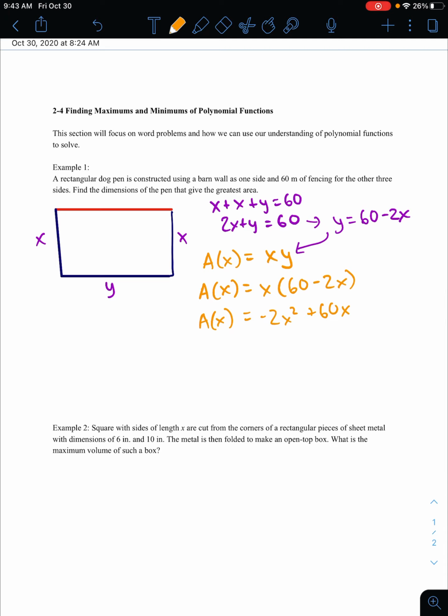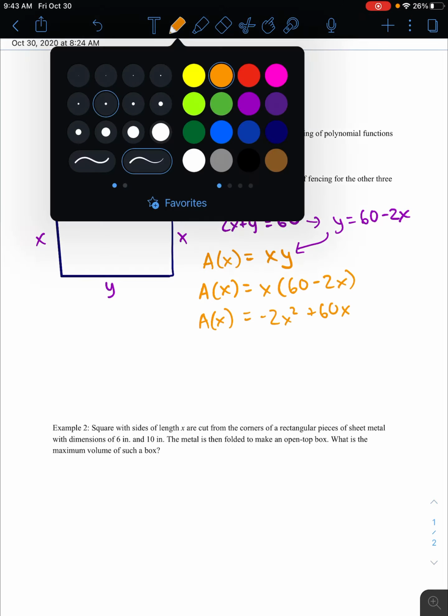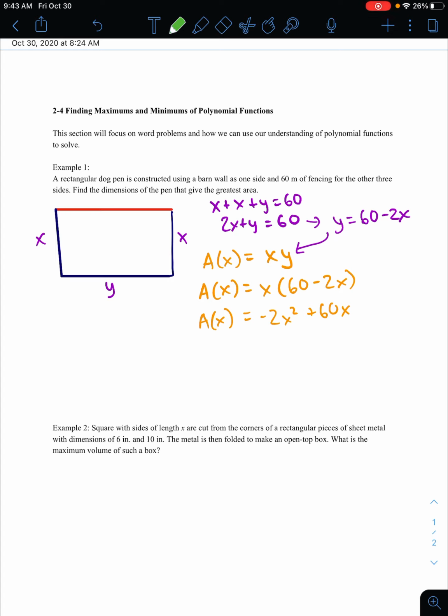And now I need to find the dimensions of the pen that give us the greatest area. So I basically want to find the maximum area. So when we're dealing with quadratic functions, what is the maximum point? It's the vertex. So I'm going to go ahead and start finding the vertex. The x-coordinate of the vertex is going to have to be negative b over 2a, or our axis of symmetry. So that's going to be 15. So we know that to make the maximum area, our x variable is going to have to be 15. So I can fill that in here now.